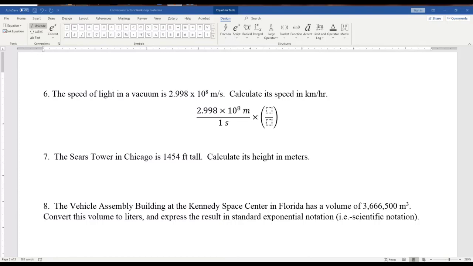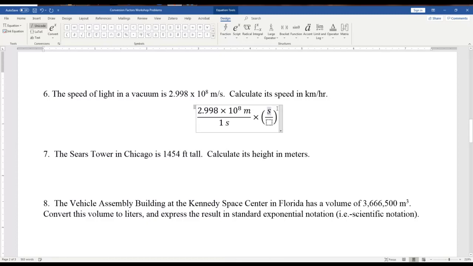Time. Okay. So if we want to convert seconds, now once again, we have to cancel it out. But interestingly enough, seconds is on the bottom to start. So if we want to cancel it out, where is seconds going to go in our conversion factor? Yeah, on top. Exactly. So I'll put seconds on top. And what can I convert seconds to?